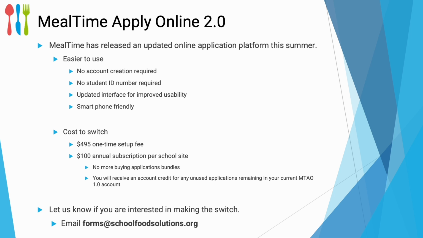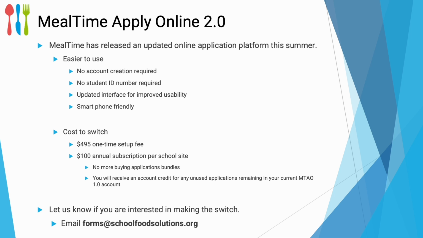There is a cost to switching from the 1.0 version to the 2.0 version. There's a $495 one-time setup fee, and then it's $100 annually for each school site in your network. So this means you no longer have to pay per application by buying those bundles of 100 or 50 applications. And you will receive an account credit for any unused applications that may be remaining in the current version of MealTime Apply Online 1.0 that you have.